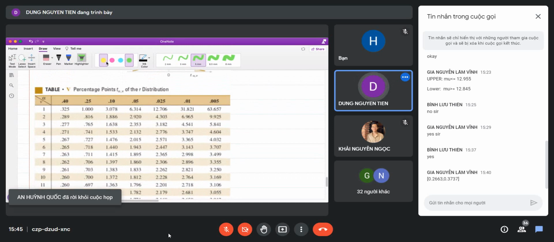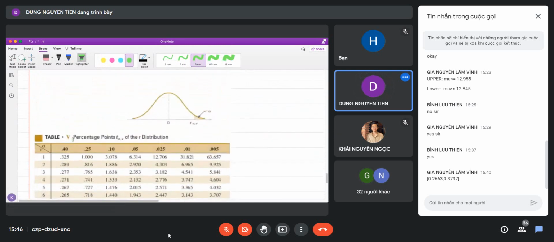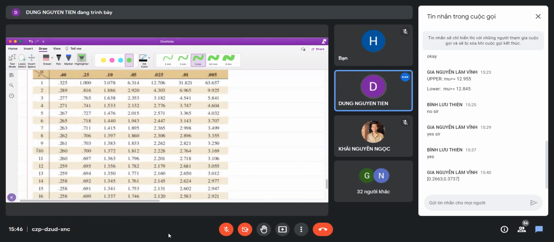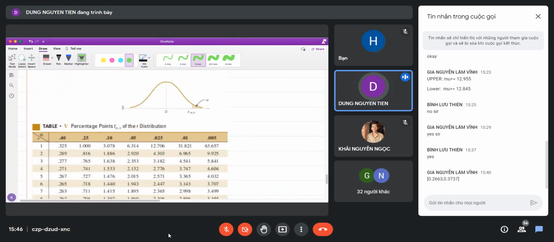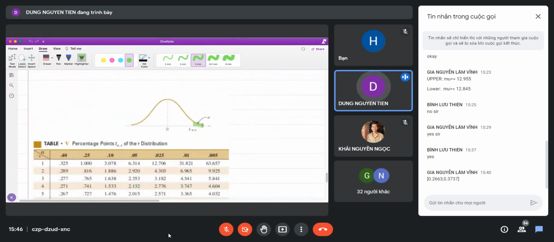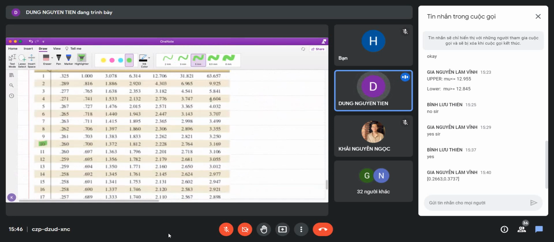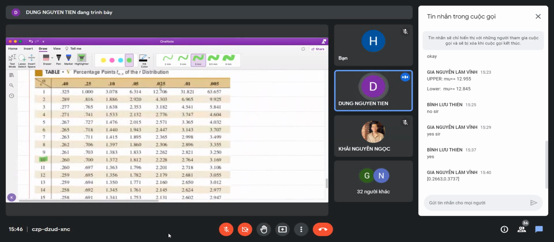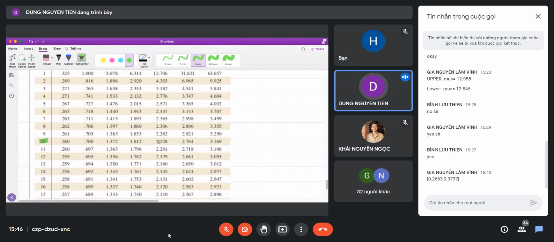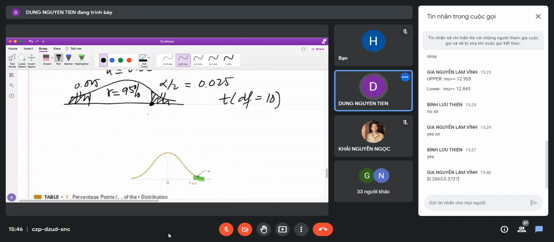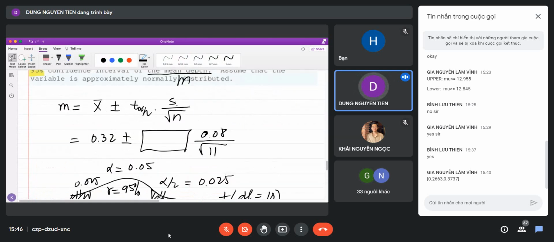Look for the degrees of freedom, which is the column, and that is 10. And then the area to the right, not to the left. The area to the right is 0.025, right? So you get 0.025. This is the one. Then you come up with the number 2.228. So I get 2.228 here, and it should be 2.228.